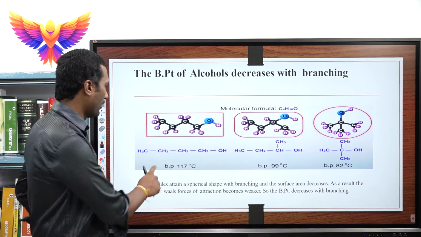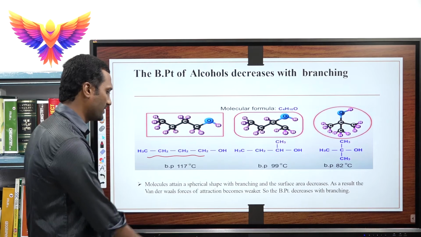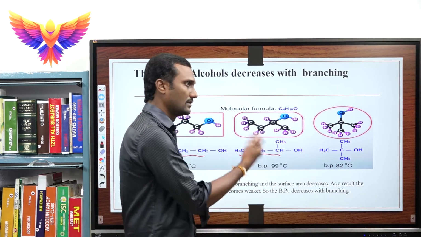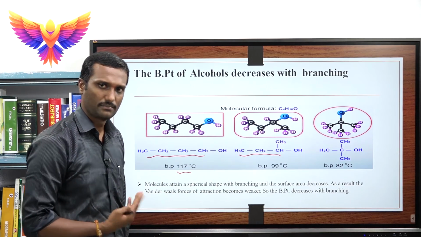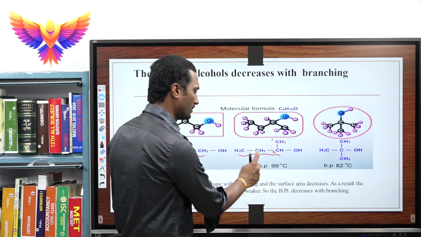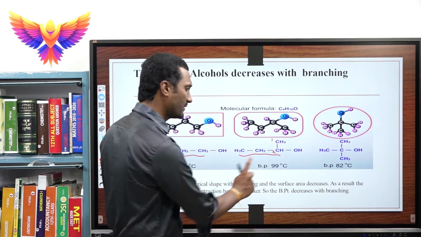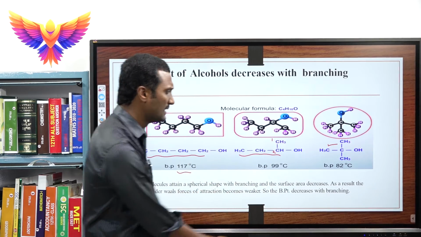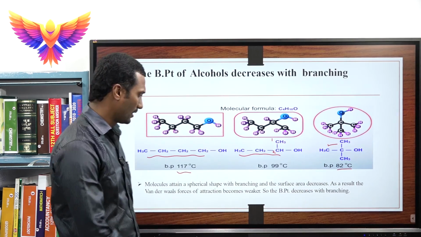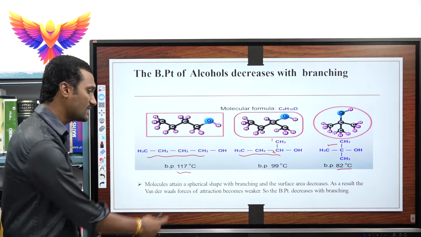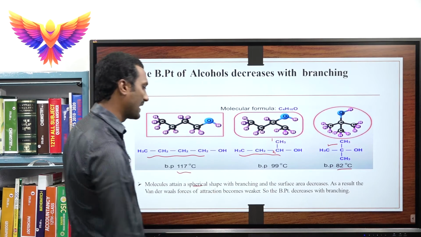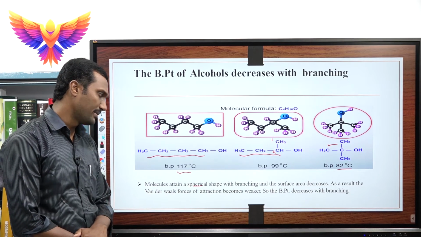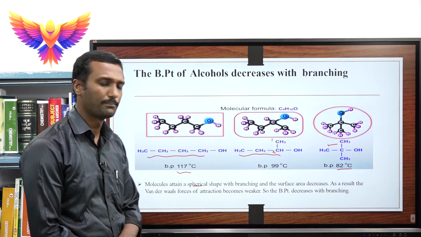Now here you can observe I have taken 4 carbon atoms where the boiling point is 117 degrees Celsius. At the same time, with 4 carbon atoms, when I change it to a branched form, meaning isomerism, you can observe here also 1, 2, 3, 4, am I right? The boiling point compared to this one has decreased. If I branch it further, then there is a decrease in the boiling point. You can observe there is a difference. The molecule attains a spherical shape with branching and the surface area decreases. As a result, the van der Waals force of attraction becomes weaker, so the boiling point decreases with branching.